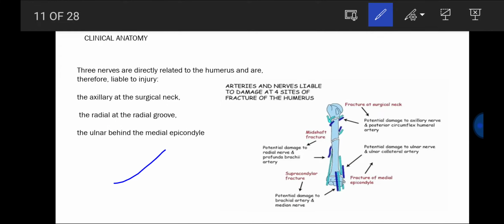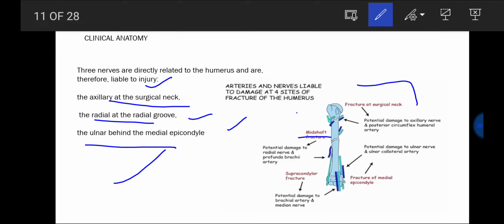Then is clinical anatomy. There are nerves directly related to the humerus that are liable to injury. One is the axillary nerve at the surgical neck, the radial nerve at the radial groove, and the ulnar nerve behind the medial epicondyle. So arteries and nerves are liable to damage at four sites of fracture. If there is a fracture of the surgical neck, there is potential damage to the axillary nerve and the posterior circumflex humeral artery.